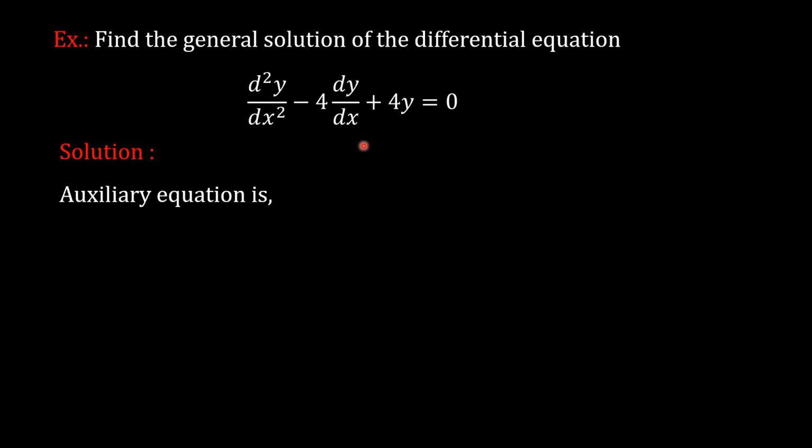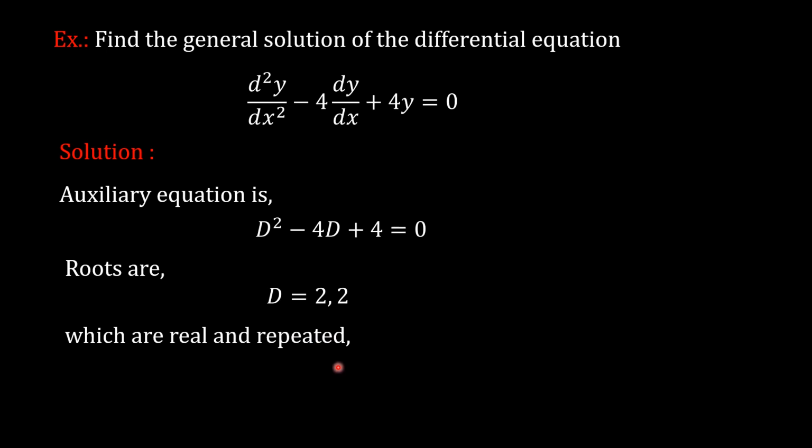Then we will take y common from the left hand side. So we are left with a polynomial in D, that is phi of D equated to 0, which is D square minus 4D plus 4 equal to 0. This is the required auxiliary equation. Obtain its roots, which are D equal to 2 comma 2. Roots are real and repeated twice.